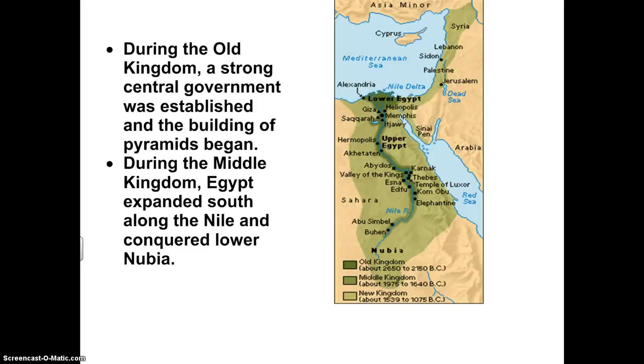During the Old Kingdom, a strong central government was established, and the building of the pyramids began. During the Middle Kingdom, Egypt expanded south along the Nile and conquered Lower Nubia. So you can see the Old Kingdom is the darker color that's strictly right around the Nile. Middle Kingdom branches out a little from that, and then finally when we get to the New Kingdom, it's a much wider area. It's the lighter green. And it establishes Egyptian control over quite a bit of area, all the way up into what are now modern-day Israel, Syria, and Lebanon.